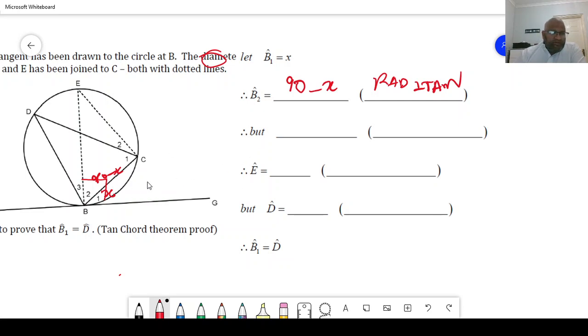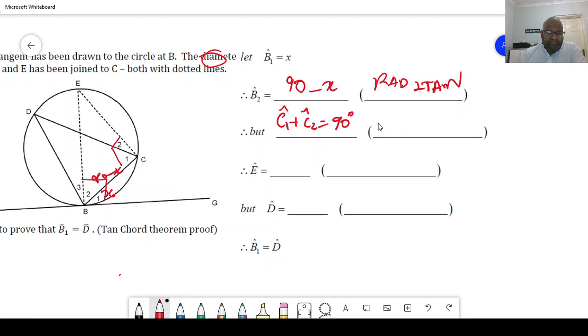But we also know that if we look at this here, this is your diameter. So that means to say that angle C1 and C2 is equal to 90 degrees. Why? So we got angle in semicircle. So we say angle C1 plus angle C2 equal to 90 degrees.